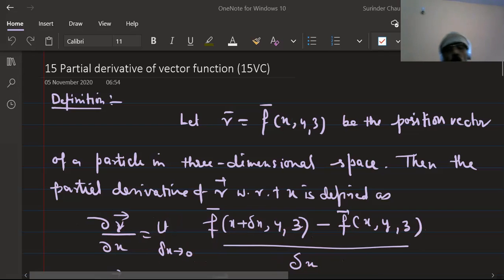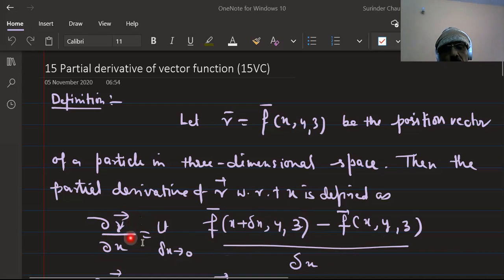Now if we remove y and z from here, we can convert this into the ordinary derivative. This becomes d/dx of R vector, which you have studied a few lectures back: the limit as delta x goes to 0 of f of (x plus delta x) minus f of x upon delta x. This is when R is a function of one variable. For a function of two or three variables, the change will be in the variable with respect to which we are differentiating the position of a point.